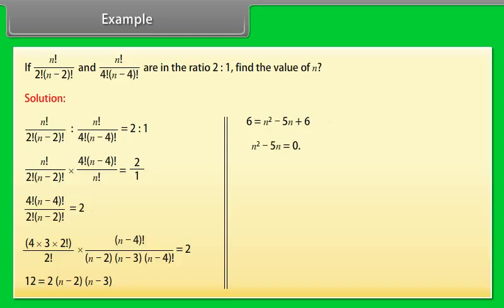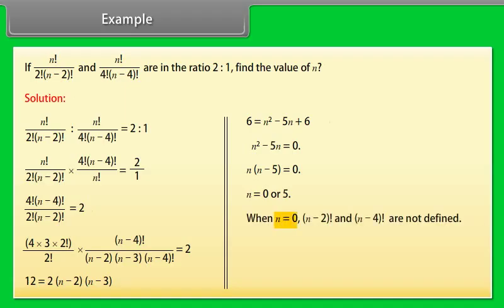6 is equal to n square minus 5n plus 6. n square minus 5n is equal to 0. n into (n minus 5) is equal to 0. n is equal to 0 or 5. When n is equal to 0, (n minus 2) factorial and (n minus 4) factorial are not defined. Rejecting n is equal to 0, we have n is equal to 5.